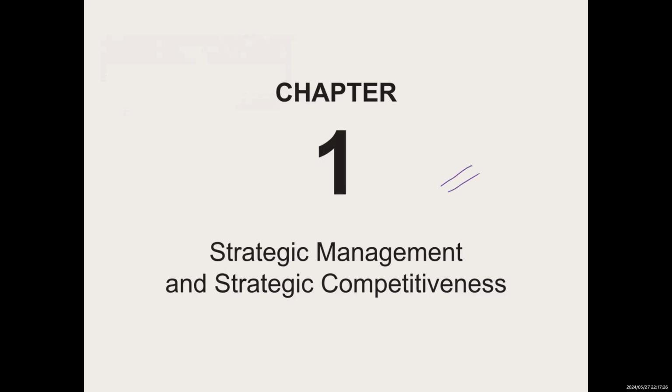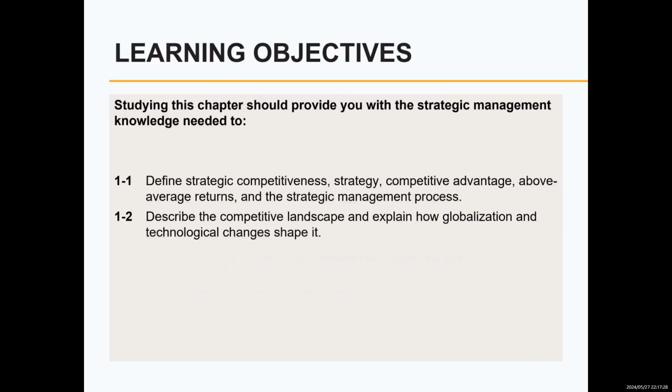In our first class, we talked about chapter one. Today, we'll finish chapter one. In our first class, we talked about strategic competitiveness and competitive advantage to maintain above average return, right? Then we talked about the strategic management process, and then the competitive landscape and how globalization and technological changes are shaping the competitive advantage landscape, right?